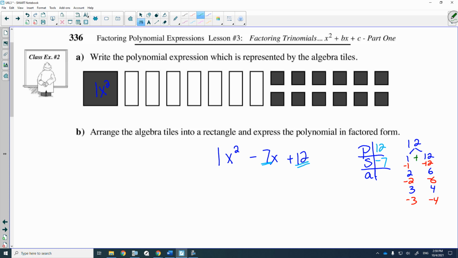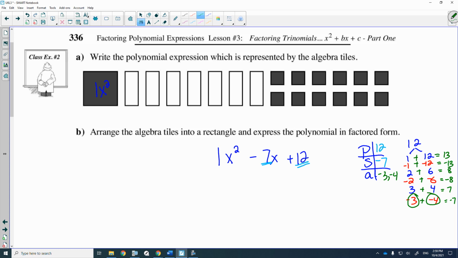Now, when you sum them, hopefully you could see by inspection what it would be. That would give you a 13. This would give you a negative 13. This would give you an 8. This one a negative 8. This would be a 7, and there is our negative 7. So my answer would be negative 3 and negative 4.